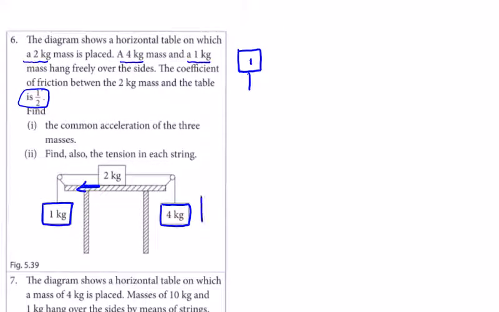So we can say the system's going to move this way. This one is going to go up. We'll call the tension in the string T1 and T2. T1, T2. So going down, we have mg, so just 1g. So my equation here is T1 minus g is equal to ma, so just 1a.